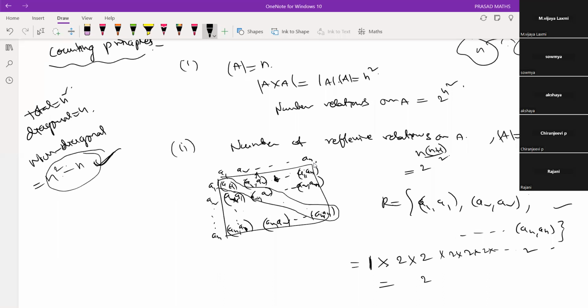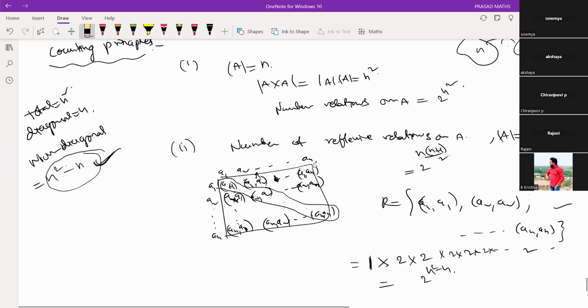Two to the power of n square minus n. What is the formula now? 2 power n square minus n. Okay, the number of reflexive relations should be like this. The problem is that a1 a1 must be there, a2 a2 must be there, a3 a3 must be there, an an must be there. So this can be done in one way.